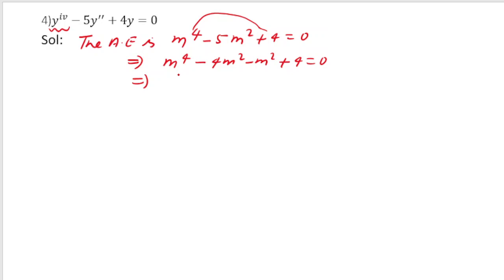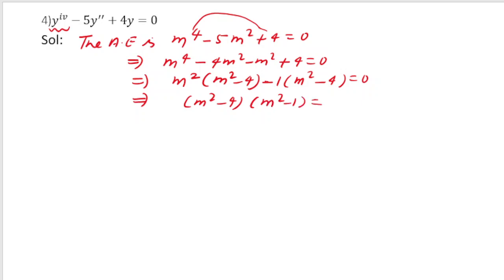Now here you can see minus 5m^2, and minus 4m^2 into minus m^2 is 4m^4, so it is the correct factorization. I can take m^2 common, so I will get m^2 minus 4. I can take minus 1 common, so I will get m^2 minus 4 is equal to 0. Okay, and now I have (m^2 minus 4) into (m^2 minus 1) is equal to 0. So m^2 minus 4 can be written as (m plus 2)(m minus 2), and m^2 minus 1 can be written as (m plus 1)(m minus 1).